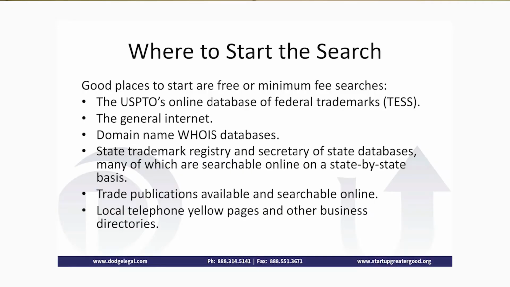And then other places where you may want to search, free or minimum charge, the USPTO for federal trademarks. Generally on the internet, if you do a Google search and the name pops up with similar types of businesses, then you know it's probably taken. The domain name, the WHOIS databases, state trademark registries. Unfortunately, again, each state has their own database, so you'd want to go state by state. Trade publications, and then local telephone yellow pages and other business directories.